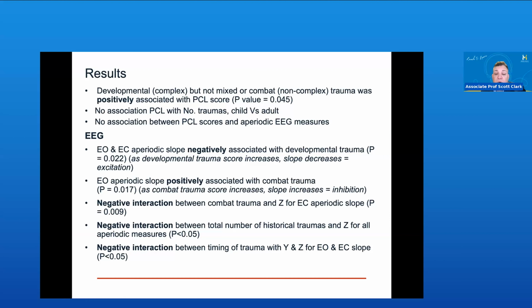So what we found is a pattern that suggests that people that have a history of developmental trauma are less able to suppress their responses to trauma, as opposed to people that have had a history of combat trauma, where they're more likely to be suppressing cortical activity. So there is a difference and a pattern there. And there was an interaction between combat trauma, the number of traumas, and also the site of the measure. Across the surface of the cortex, the relationship between trauma and brain changes was different.